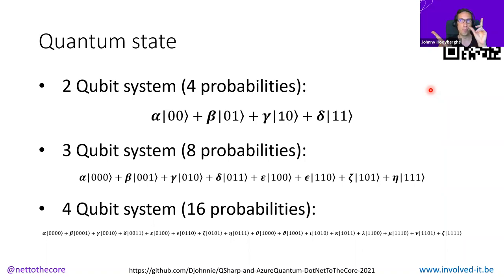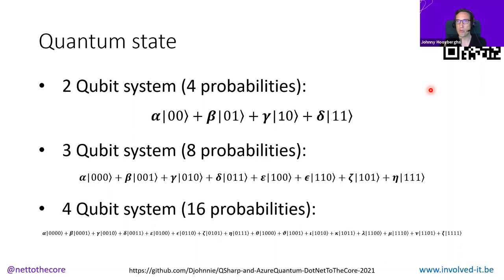So if you think about the database, with 2 qubits, you can represent 4 items. With 3 qubits, you can represent 8 items. With only 4 qubits, you can represent 16 items. And this is where that exponential power in quantum computing comes from.